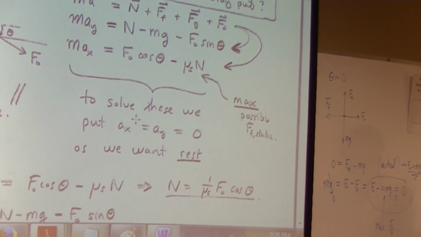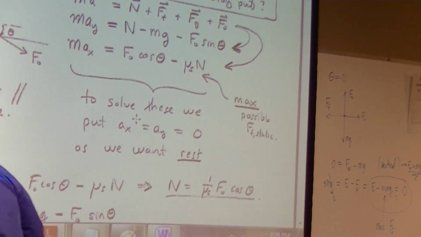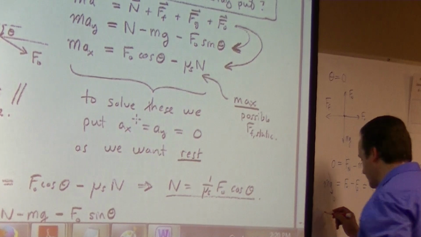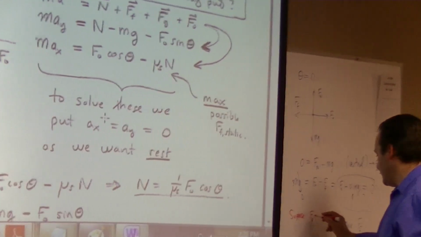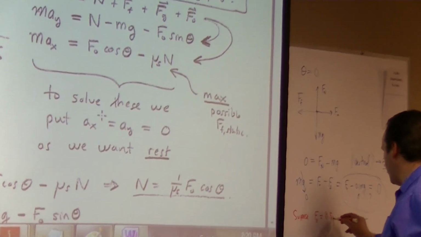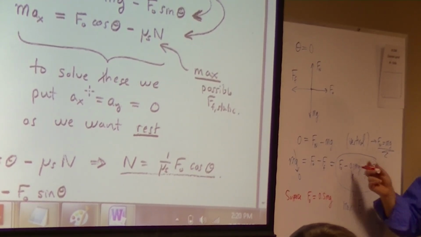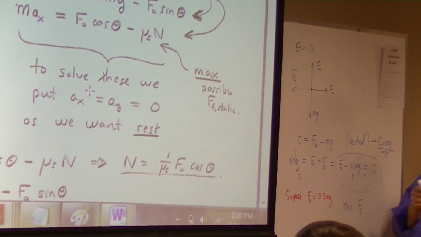Let's see here. Take an example. Suppose F naught was the weight, kind of a ridiculous example. Just for an example, let me make it a little bit more interesting. Suppose F naught was equal to half the weight, so 0.5 mg. If F naught is 0.5 mg, this is definitely not going to be 0. However, what happens is you raise the angle.